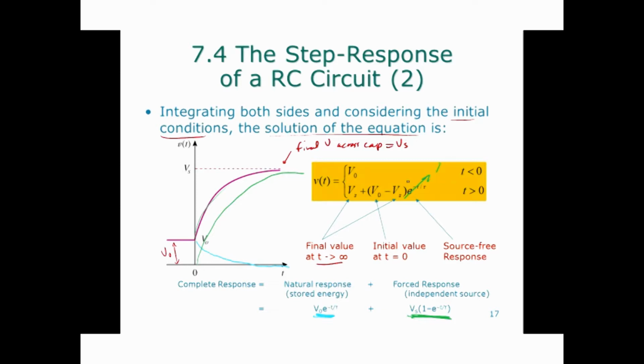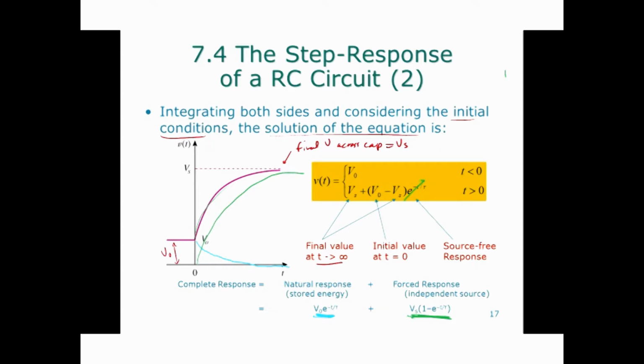What about when t approaches infinity? What's e to the minus t over tau? Well, what's e to the minus a big number? It's 0. e to the minus infinity means 1 over e to the infinity, which means 0, right? So it's 0.